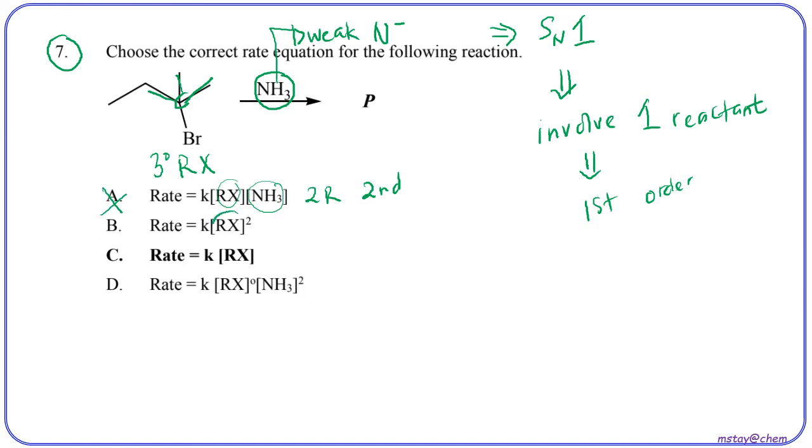Option B, even though it is 1 reactant, the order of reaction here has a power of 2, so it is referred to as second order. So answer B is also not correct. Option C involves 1 reactant and is first order, so option C is the answer. Option D again involves 2 reactants and is second order, so it is also not the answer.